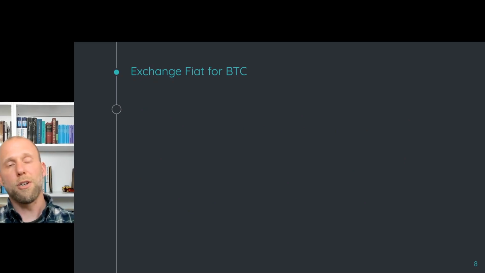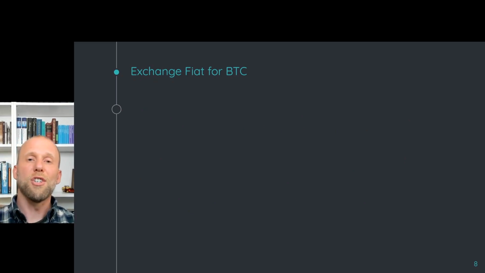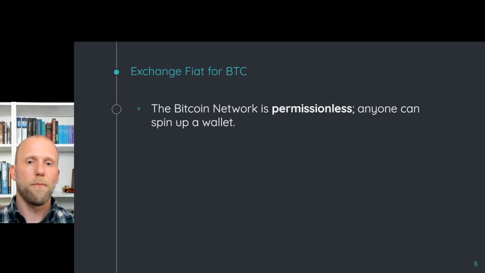Now, the last thing we want to talk about is how you can exchange your fiat for Bitcoin. Now that you understand the purpose of sound money, why Bitcoin was invented, and how the Bitcoin network works and how it is kept secure and scarce, if you are wanting to purchase Bitcoin, how does that happen? How do you exchange your government fiat money for Bitcoin?